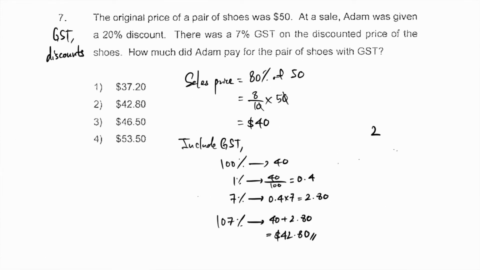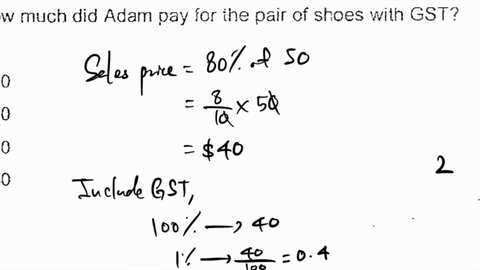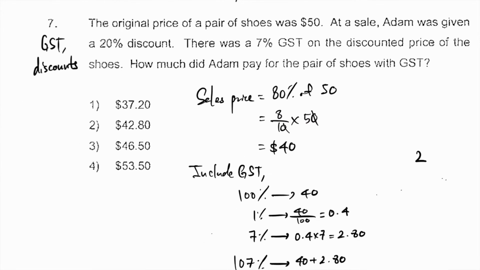Next, GST. The original price was $50 at a sale. Adam was given 20% discount. Okay, so if 20% is off, you're paying 80%. So what was the sale price? The sale price was 80% of 50. So we can write 80% as 8/10. Off as in multiply by 50. Simplify, cancel the 2 zeros. 8 times 5 gives us $40. So that's the discounted price.